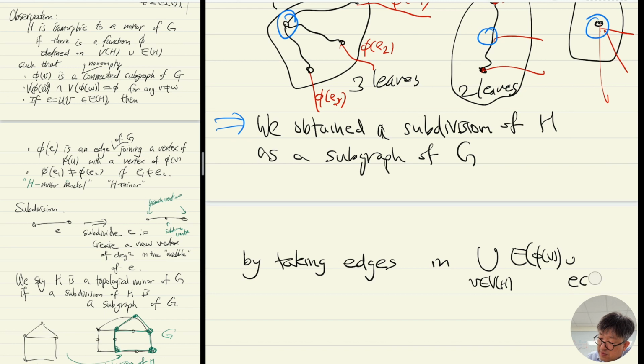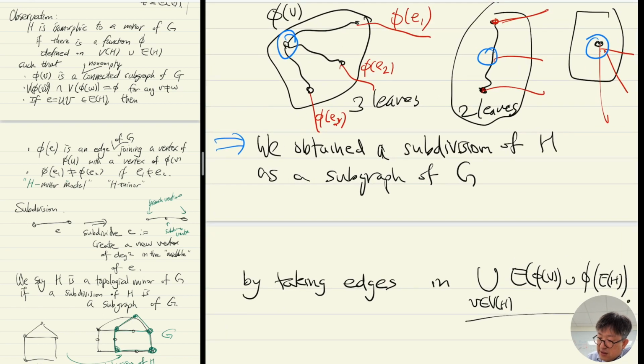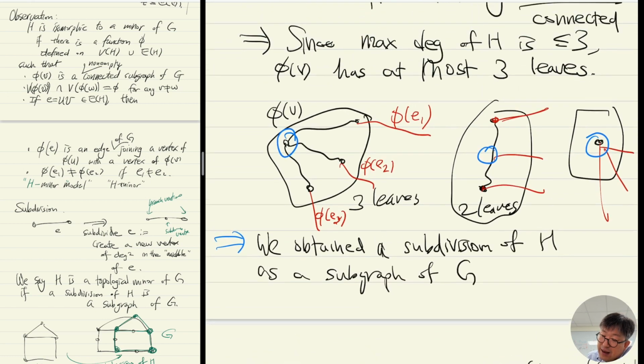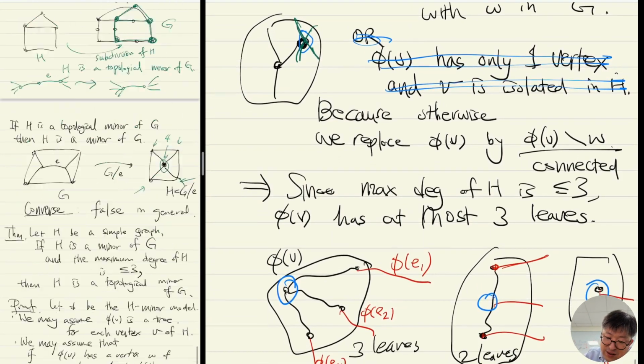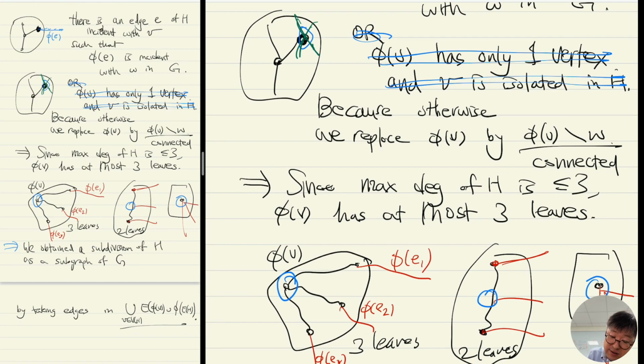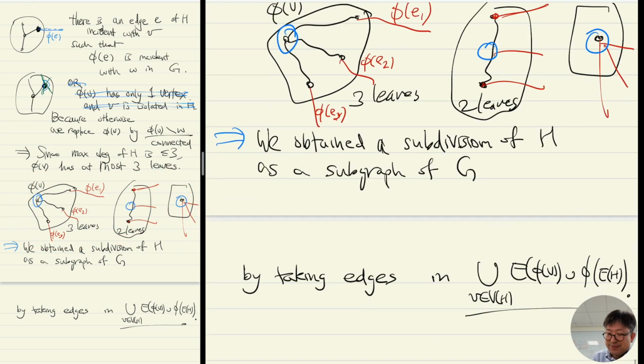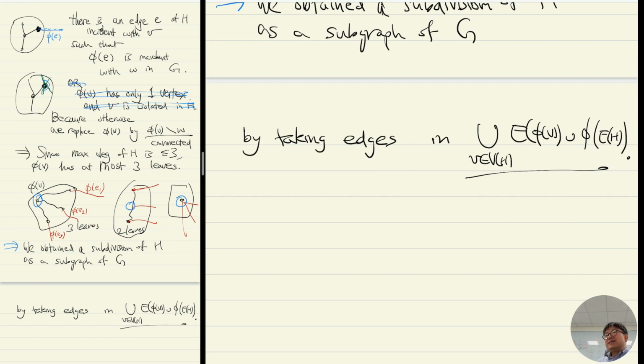You take a union of edges of the tree, and for all edges of H, I can just say phi of e, right? If you collect all these edges and vertices, then you have a subgraph. I don't know whether H is connected, but you have a subgraph of G which is a subdivision of H. And we use the fact that the maximum degree is at most 3 crucially, because if you have a tree with at most 3 leaves, then it looks like one of these 3 types. So that's the crucial thing. All right, so that's the converse of this property between topological minors and minors.